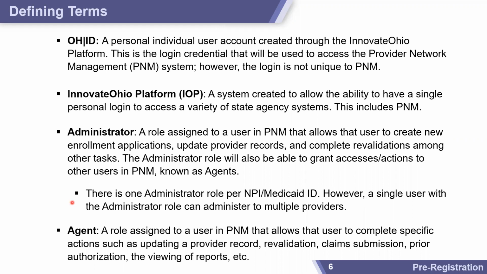And that is the final term we want to define here, which is agent. So that's another role within the P&M system that's assigned to a user and allows them to complete specific actions within P&M. And what we mean by specific action is the administrator is the one that controls what actions that agent user can complete in P&M. So potentially the administrator could say, you can complete updates, changes of address, for a provider, and maybe you're also the one who completes revalidations, or you're the one who is going to submit claims on behalf of this provider. Specific actions are set up, and those specific actions are given to an agent by an administrator.